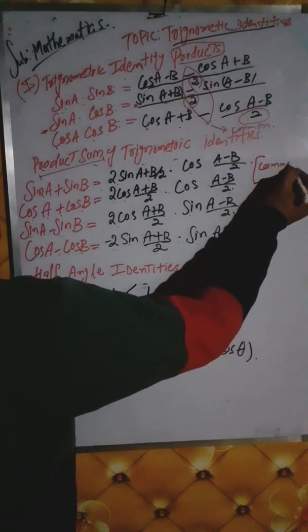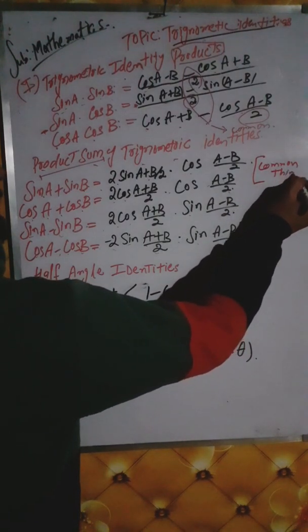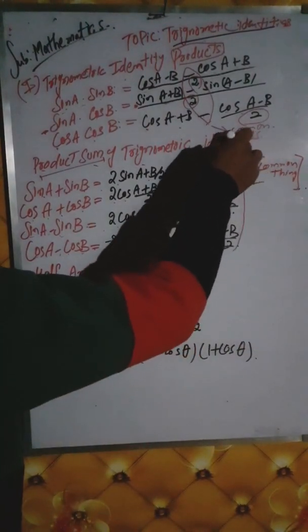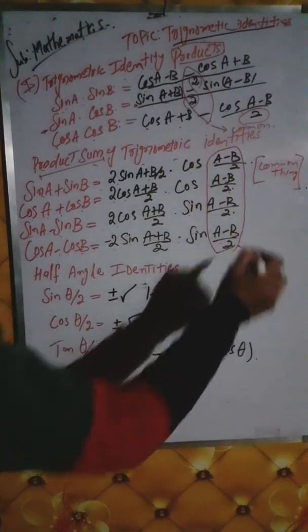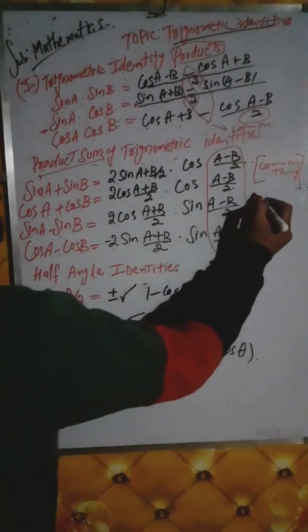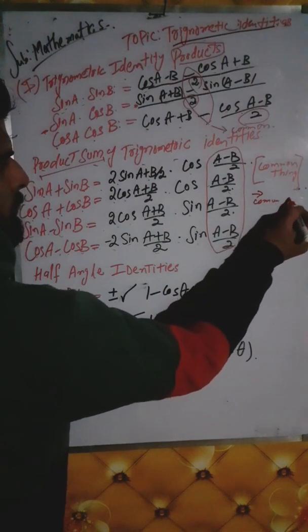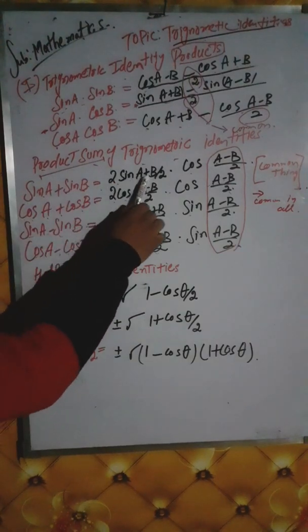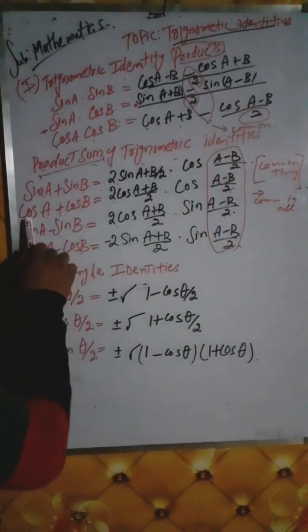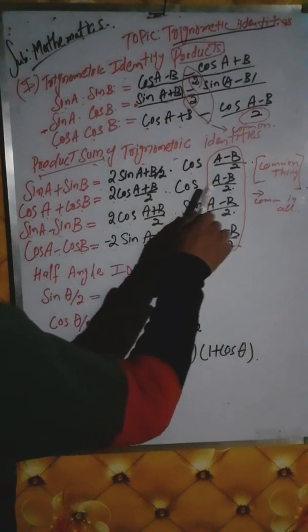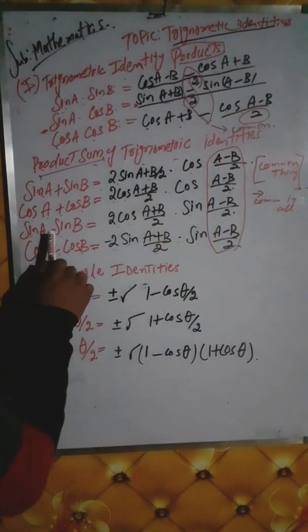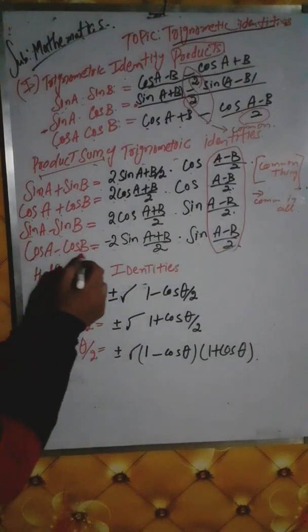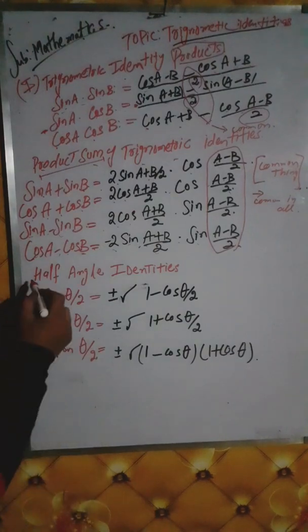Let me tell you one thing which is common among these. What is this? This is (A minus B) by 2. So in the sum-to-product trigonometric identities, we must conclude that (A minus B) by 2 comes at last, and this is common among all of these. So, sin A minus sin B is twice cos((A plus B) by 2) sin((A minus B) by 2). Cos A minus cos B is minus twice sin((A plus B) by 2) sin((A minus B) by 2).